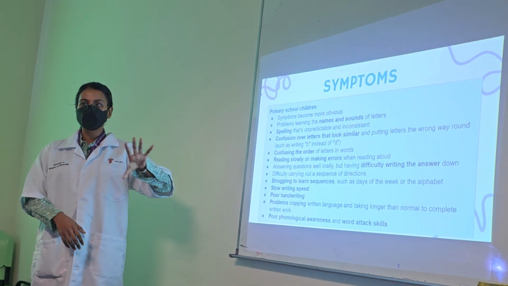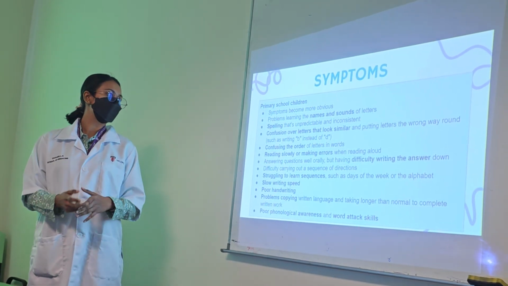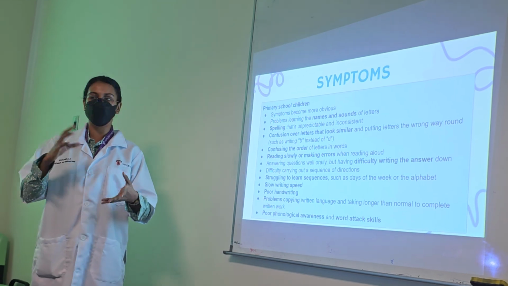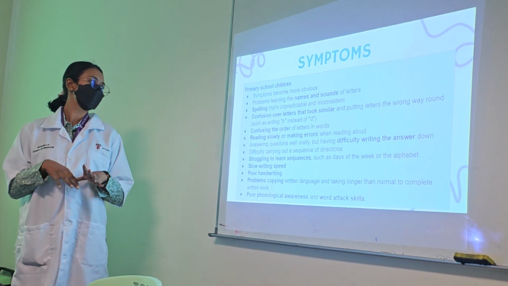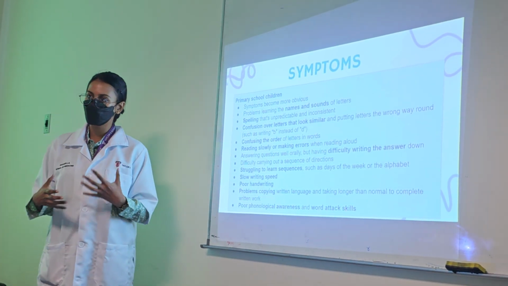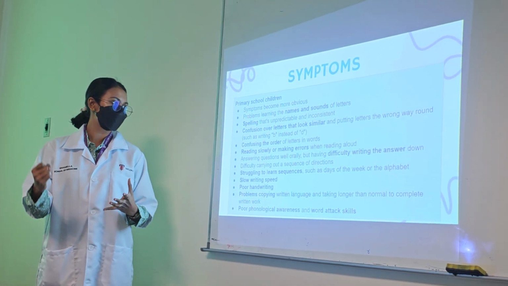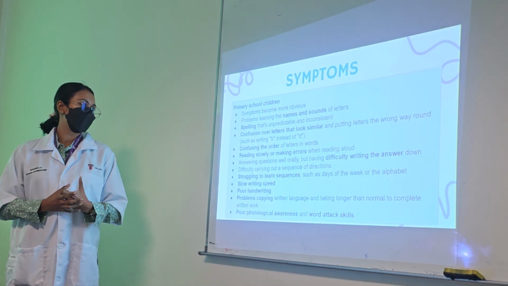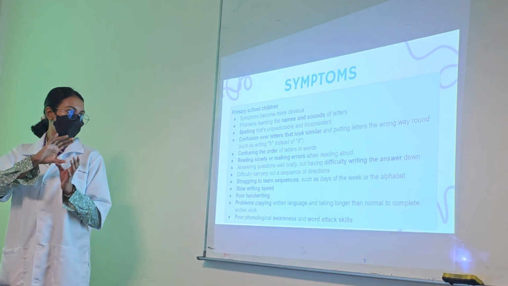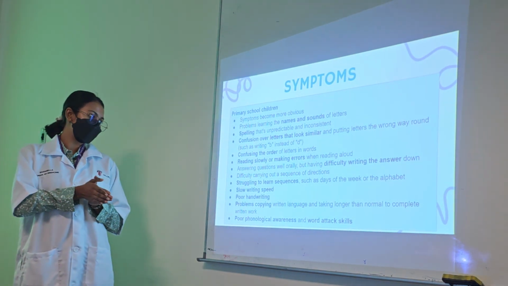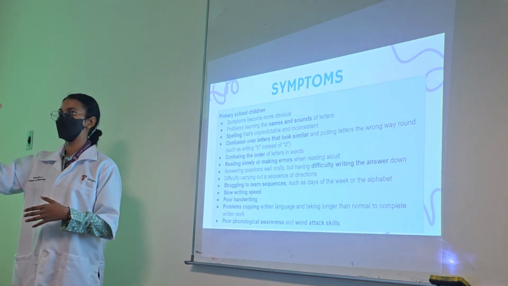In primary school children, the symptoms become more prominent. They have problems with names and sounds of letters, and spelling is inconsistent or unpredictable. They confuse letters that are similar, like B and D, and they confuse the order of letters. Their reading is much slower, and they make more errors, especially when reading aloud. They have difficulty writing answers down and carrying out a sequence of directions. They struggle to learn sequences like the days of the week, Monday, Tuesday. They have slow writing speed and poor handwriting, and it's difficult for them to copy down anything the teacher is teaching.